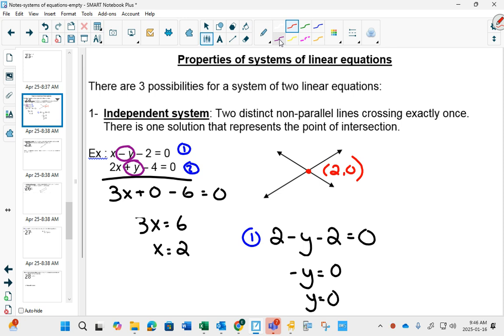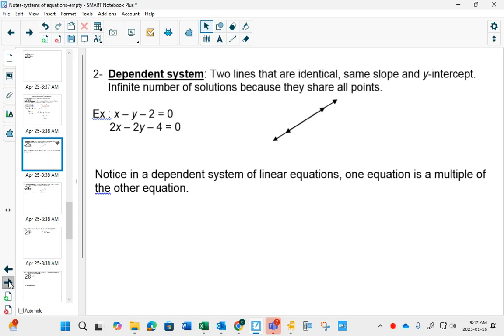So most of the first part of this unit, or the majority of this unit, is dealing with independent systems. But sometimes you could have other systems. And the second system that we're going to look at is what happens when you have a dependent system. In other words, they're the exact same line. Two lines that are the exact same line, at how many points do they intersect? At an infinite amount of points, because they're always intersecting. Every single point on the first line is also a point on the second line.